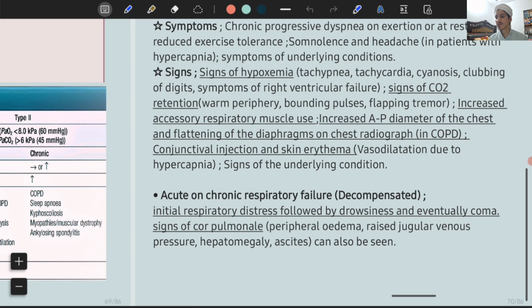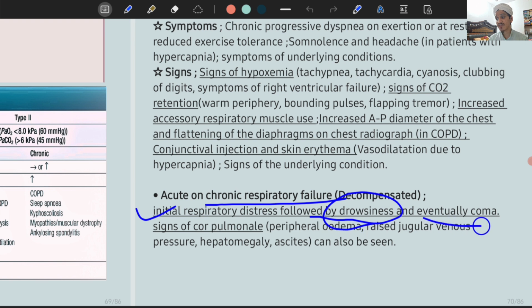So what happens in acute on chronic respiratory failure? Now in chronic respiratory failure, the body will compensate. But when you give some extra load, it will become decompensated. So initially there will be respiratory distress, dyspnea, followed immediately by drowsiness, and the patient will eventually go into coma. So there will be a change in mental status.